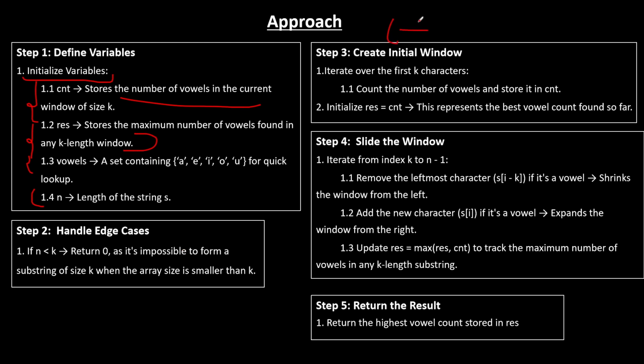The total maximum value till now that we got is this. And vowels is basically a variable which is a set containing the five vowels for quick lookup.